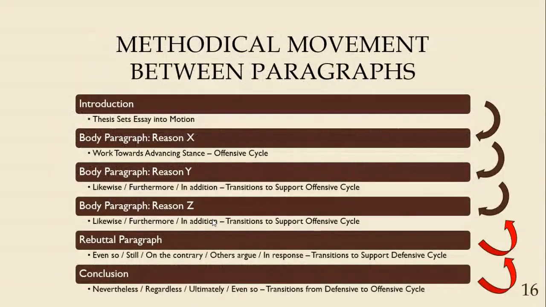So here's a methodical movement, and this is the one that, if you look at the instructions for the Unit 7 final essay, is kind of how it's suggested that you organize your paper. So you have the thesis statement, it sets the essay in motion, it's very methodical. We basically create an offensive cycle. So it's like, boom, we're immediately on offense. We're going to argue reason X. Boom, we're going to have another strong drive. We're going to talk about reason Y.